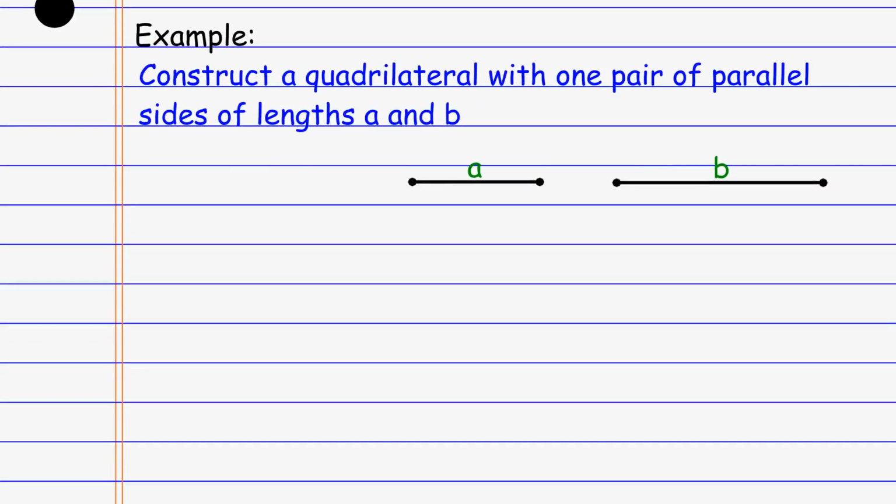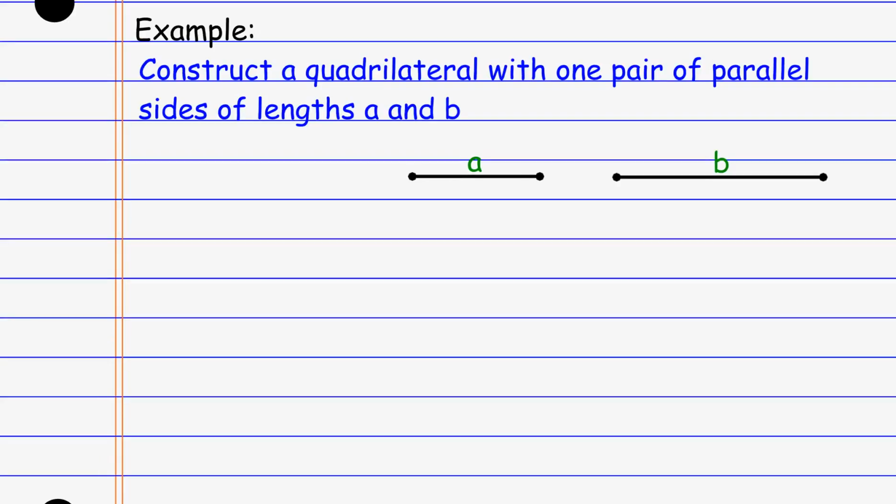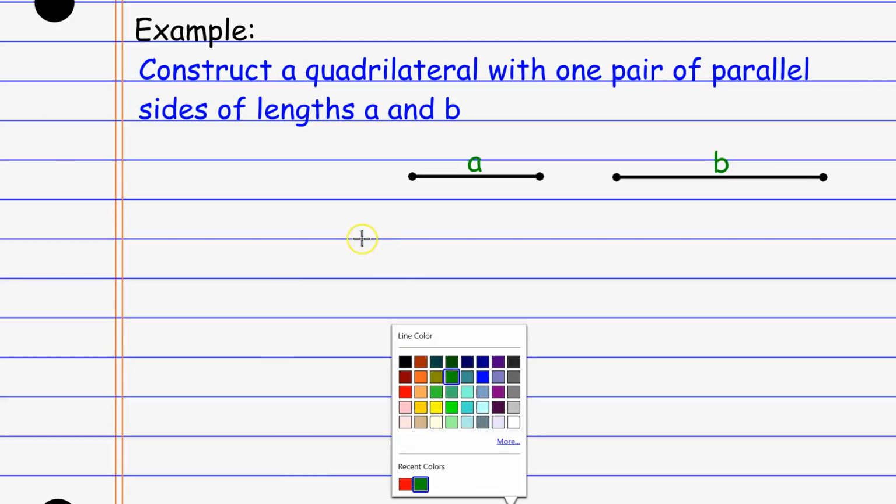If I looked at something like this, it asked me to construct a quadrilateral with one pair of parallel sides of lengths A and B. So I want to construct a quadrilateral this time, and I want two of the sides to be parallel, but I also want them to have a specific length. All right. So the first thing I do, if I want a line of a specific length, is I first just draw a line or a ray.